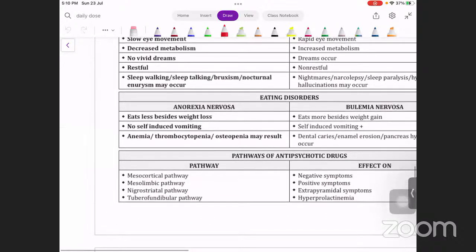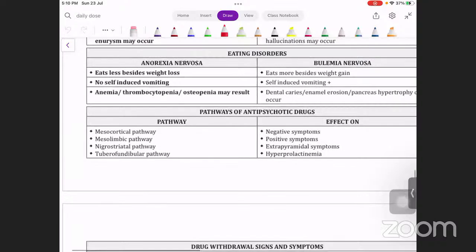Next is the eating disorders, anorexia nervosa and bulimia nervosa. Don't eat in order to lose weight is anorexia nervosa, while bulimia nervosa is binge eating. The patients eat more and try to vomit because they believe it won't go to their stomach and they won't gain weight. That is bulimia nervosa.